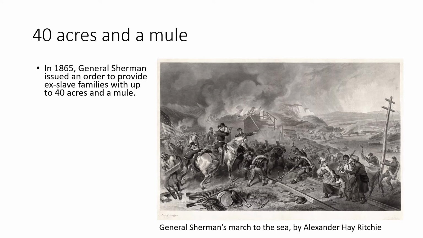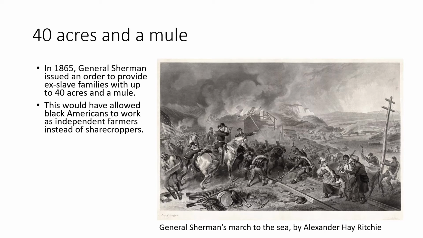In 1865, General Sherman issued an order to provide ex-slave families with up to 40 acres and a mule, right? Recognizing that liberated slaves were not going to be able to live free lives without access to the means of production for themselves. That would have allowed Black Americans to work as independent farmers instead of as sharecroppers for their old slave masters.